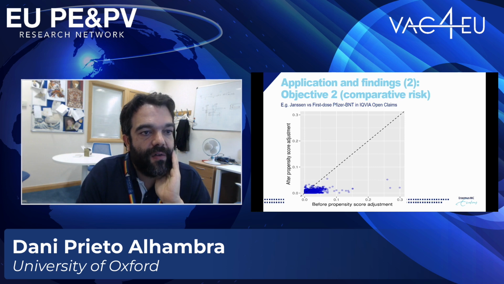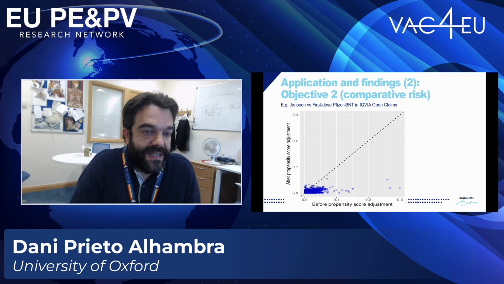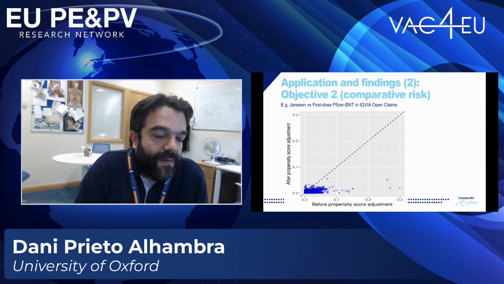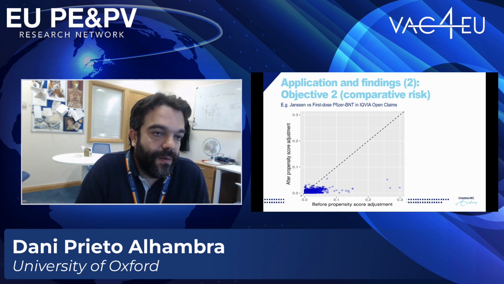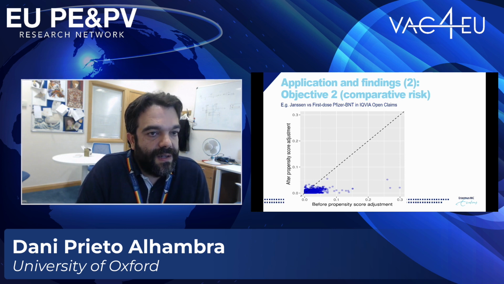Another example here of comparative risk, now comparing Janssen 1 dose versus first dose Pfizer BNT in an American open claims data set. Again, good evidence that we managed to reduce observed confounding quite substantially here. As you can see, looking at the x-axis, not loads, but a few dots showing an imbalance before matching, but then the y-axis shows no dots, demonstrating the value of propensity score matching as expected.